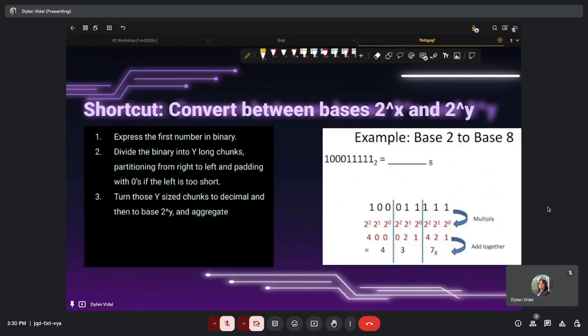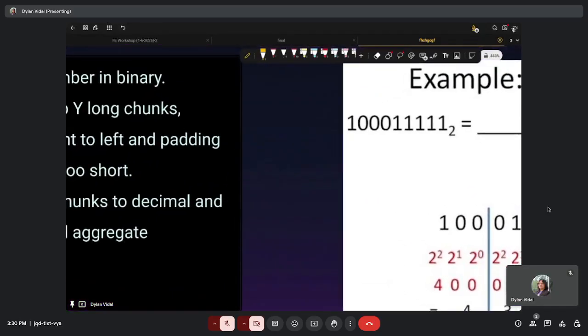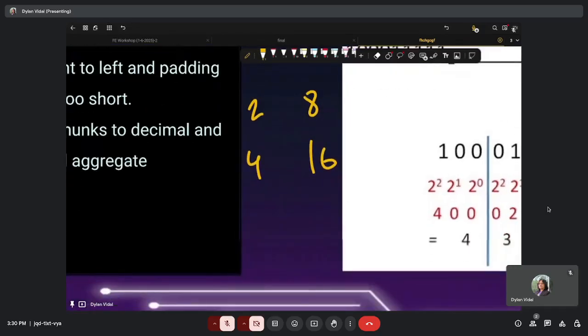By that I mean convert from base 2 to base 8, or base 4 to base 16, or base 2 to base 16, right? What do all of these numbers have in common? They're all powers of 2. So this is 2 to the 1, this is 2 to the 2, 2 to the 3, and 2 to the 4.